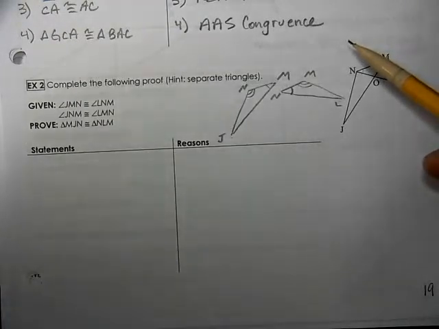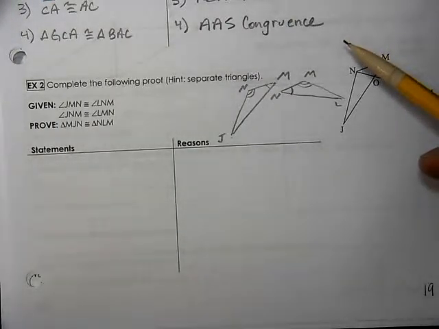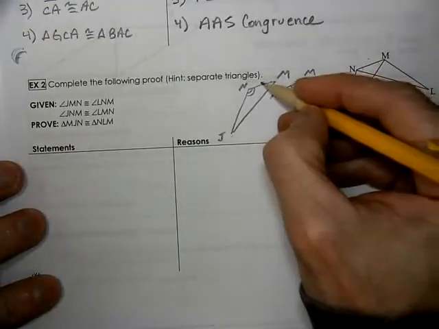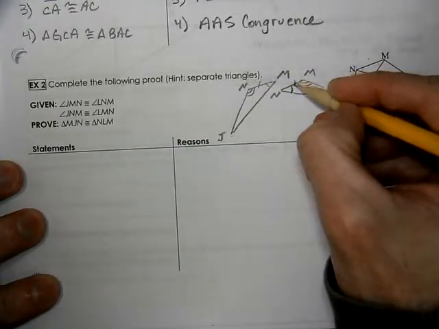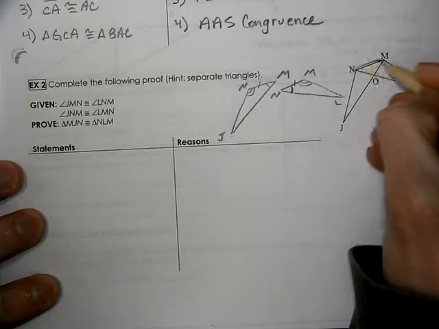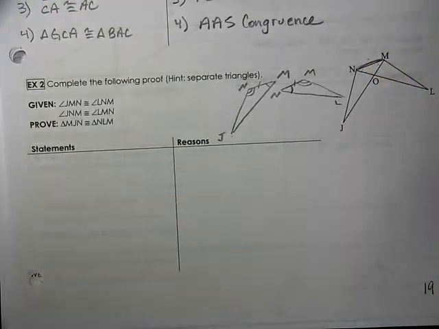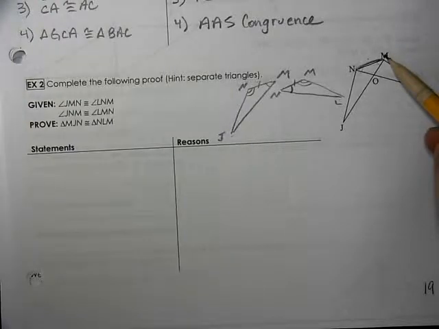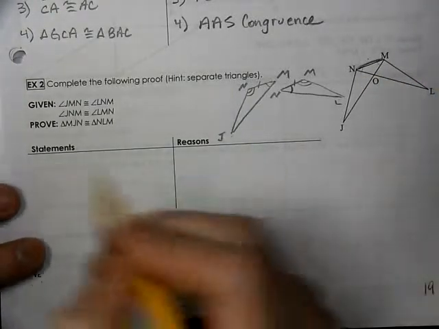Do we have a midpoint? Not for this picture. Do we share a side called the reflexive property? And the answer is yes. They share this side here, which is in both of those triangles. It's NM for the one triangle and MN for the other.